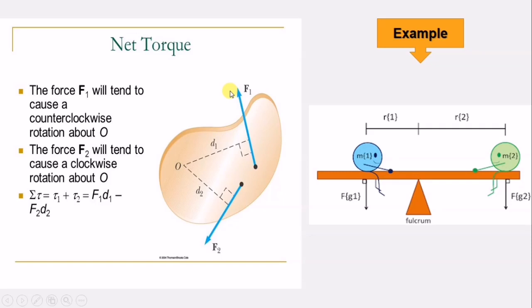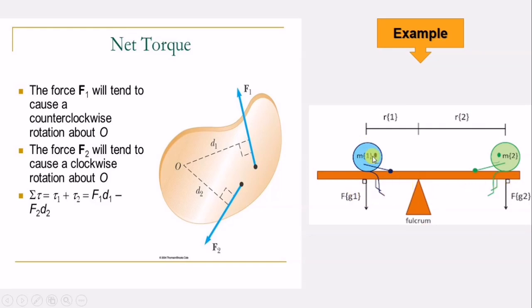When you have more than one force exerted on the same object, you have to deal with each force separately. You find the torque exerted by force F1 alone, you find the torque caused by force F2 alone, and you get the net torque by adding them. It's like finding net force. We find each force alone and we get net force, right? For the torque, it's the same thing. You find the torque caused by F1 alone and the torque caused by F2 alone and you add them together.